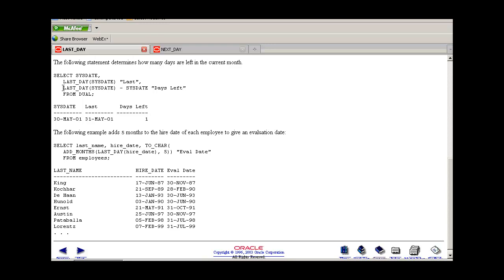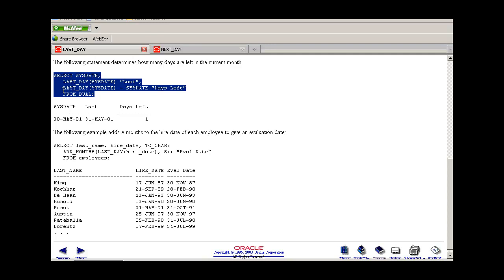Then once I get my last date, if I subtract the sysdate, the current date, that will give me how many days are left. So essentially this is the answer to that question. If you run this query today, you are going to subtract: 31st January 2011 is your last day of sysdate, and today is 10th January 2011. So 31 minus 10 is 21. So that is the answer.